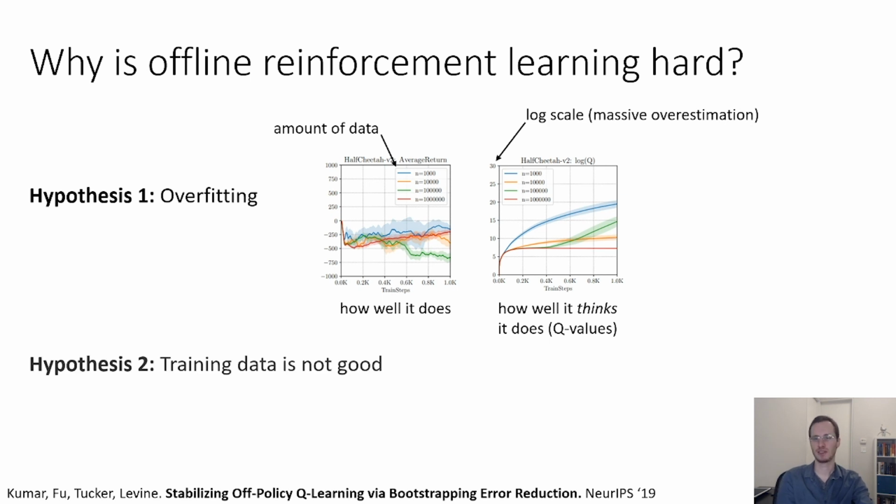We had some other hypotheses. They're not that interesting. We thought maybe the training data is not good. And that's usually not the case. Behavior cloning the best data actually sometimes does better than these naive algorithms. So something is going on here. The algorithm is messing up, and it's deeper than just overfitting or bad training data.